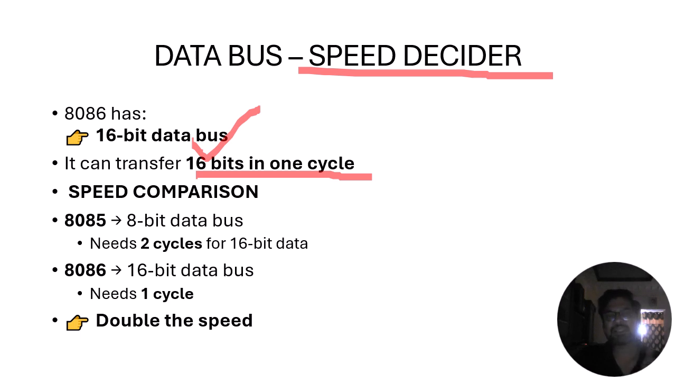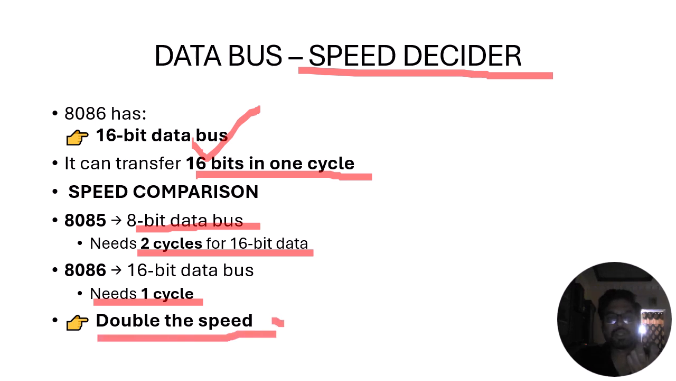Let us compare the speed of 8085 microprocessor with 8086 microprocessor. The 8085 has an 8-bit data bus, so it needs 2 cycles for getting the 16-bit data from memory. But the 8086 needs only 1 cycle. So double the speed. 8086 is double the speed of 8085 microprocessor.